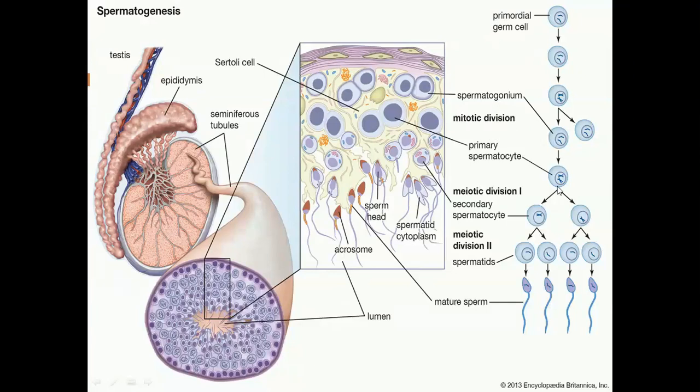Later the meiosis starts. The primary spermatocyte undergoes the first meiotic division to become the secondary spermatocyte. The secondary spermatocyte in turn undergoes the second meiotic division to produce spermatids. The spermatids continue developing into the mature sperm.